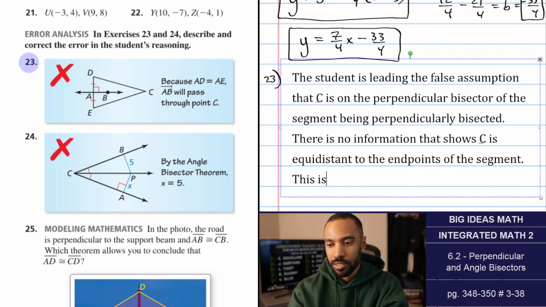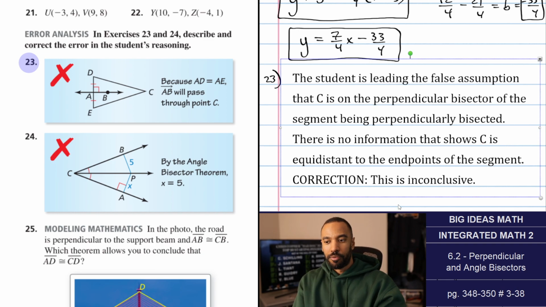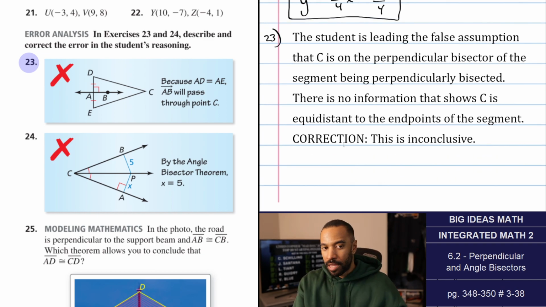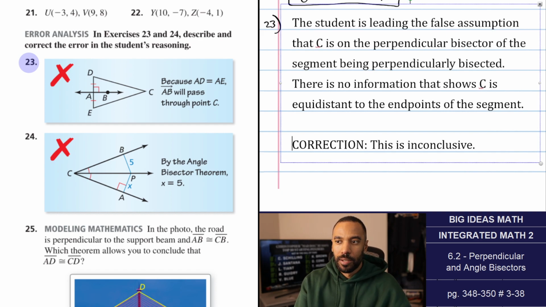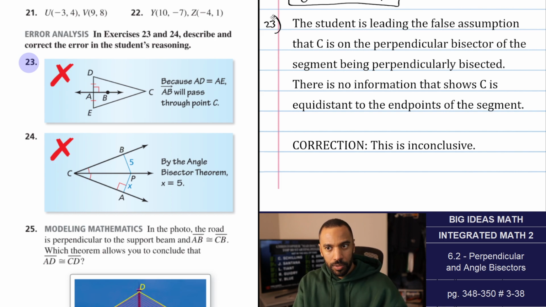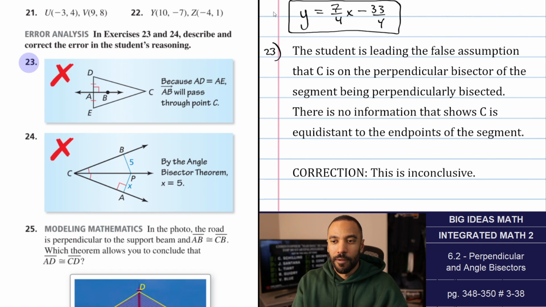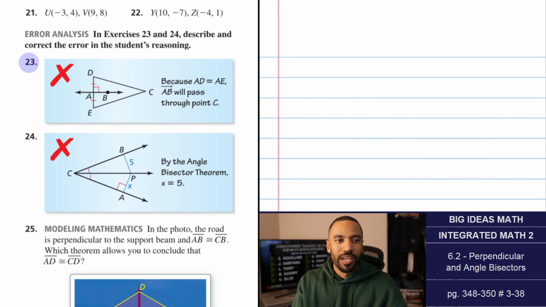This is the correction: this is inconclusive. It's not enough information. I'm not going to add more information to the problem. I don't know what kind of information they wanted, or they should have given you, but that's the correction to it. There's not enough information to conclude that C is on the perpendicular bisector. Come on, student.